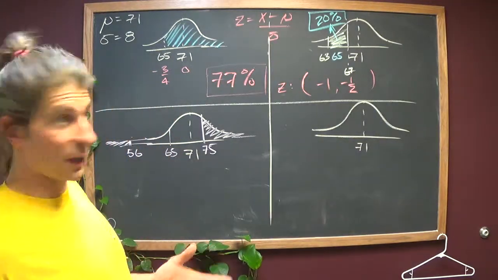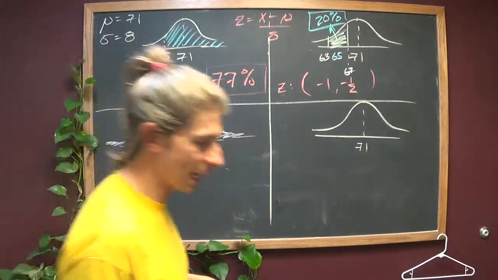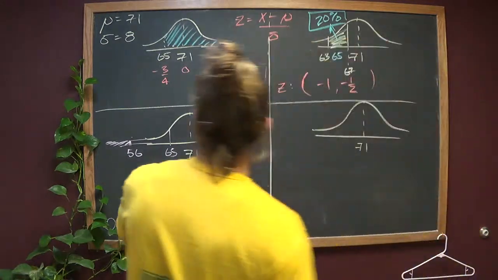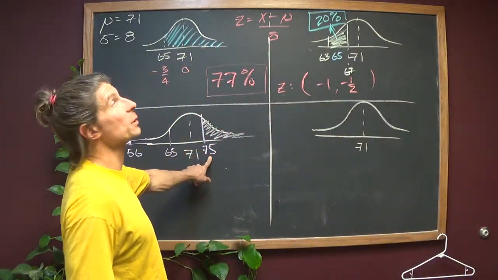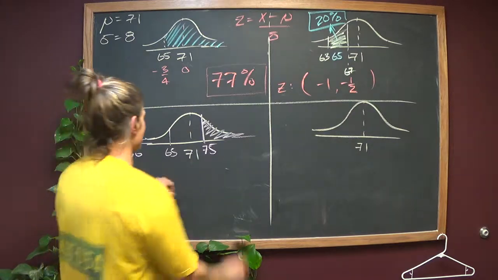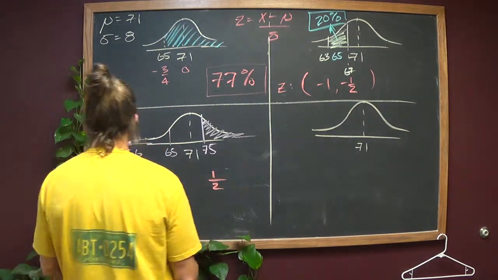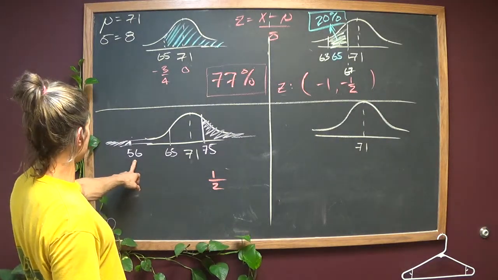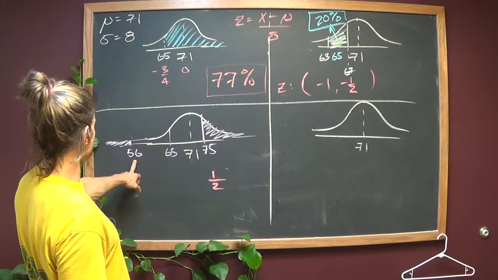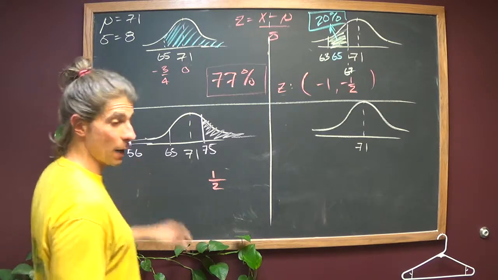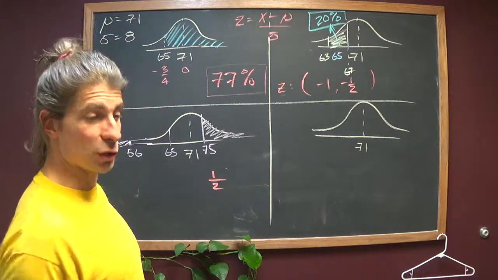So then all you've got to do is figure out the z-scores corresponding to these guys. So this is 4 up from 71. 4 up from 71 is a half a standard deviation. That's a positive 1/2. Okay. And then 56, let's see, how far down is 56 from 71? That's 15, isn't it? Yeah, that's 15 down.